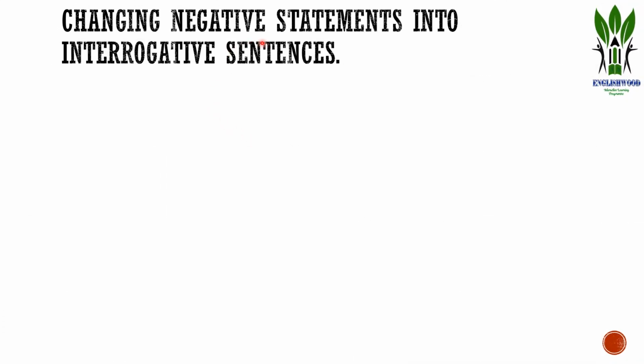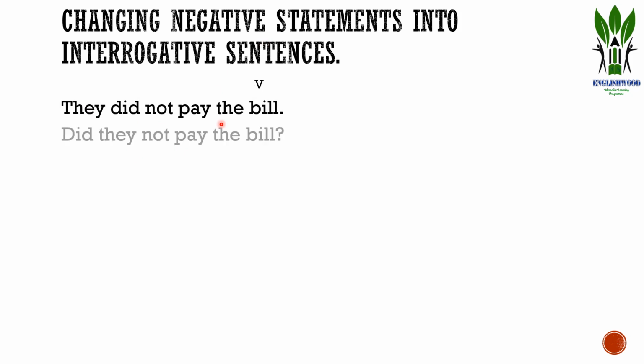Changing negative statements into interrogative sentences. Okay. They did not pay the bill. Did they not pay the bill? Alright. So they did not pay. Did they not? Or didn't they pay the bill? We can go both ways.